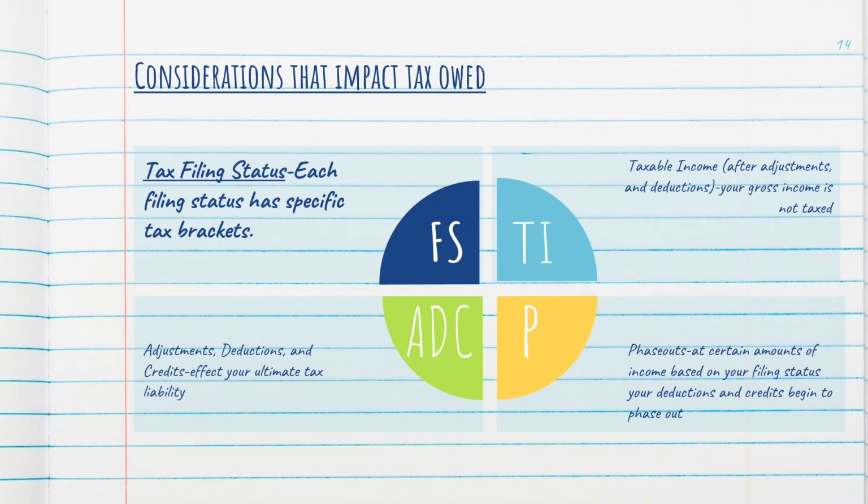So, there are several considerations that impact taxes owed. We will be covering the 4 major ones that I see while completing client tax returns here in this particular course. And in this lesson, we are looking at the first, which is the tax filing status. Each filing status has a specific tax bracket, and so it will determine what impacts that individual tax liability.